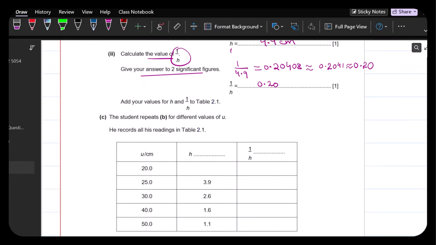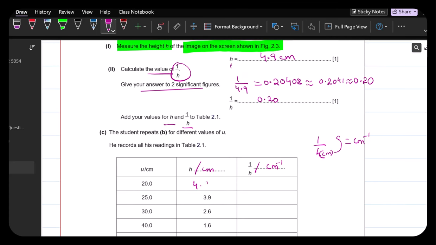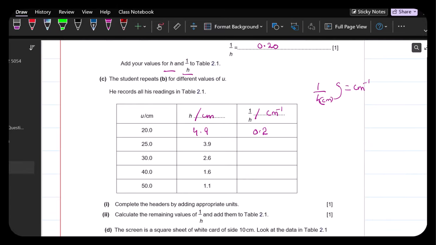Add your values for h and 1 over h in the table. Here we have to write the heading. The heading is already given, but its unit is missing, so you have to write the unit. Its unit will be 1 over h; when I take this unit in the numerator, it becomes per centimeter. So write it in this format. The value of h is 4.9, and 1 over h is 0.2. You have to write all the values in two significant figure format. You can see in the table all the values are in two significant figure format here.